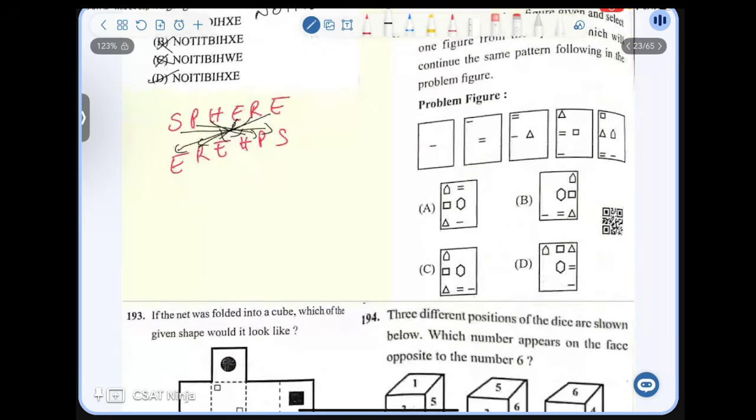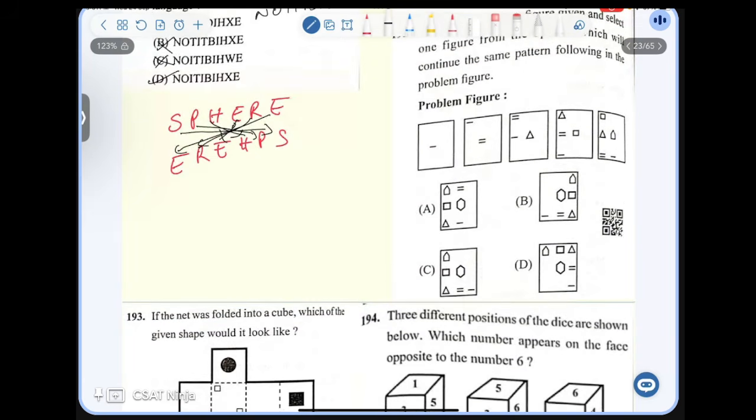Now, next is a figure series. In figure series, you just look at the positions. This one goes here, which means this will go here. That means again we are going like this. Every time the middle one goes to the top left. So this one will go to the top left. That means this option is eliminated.